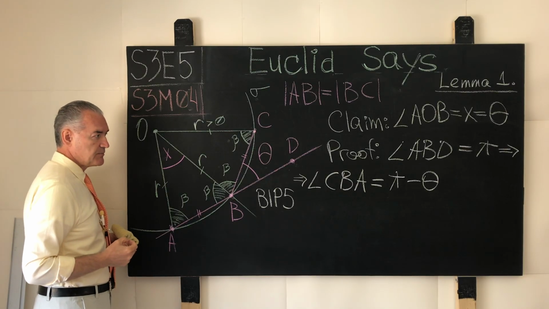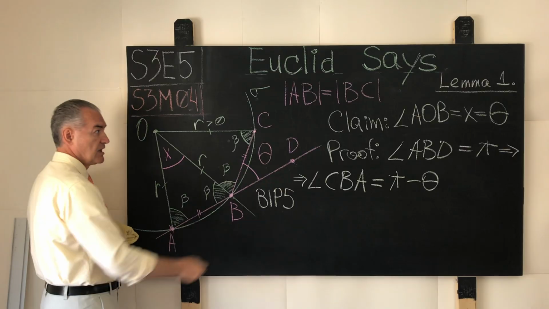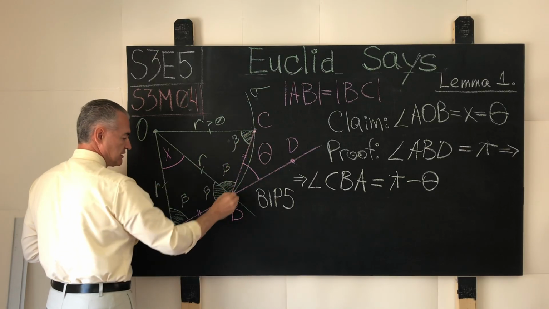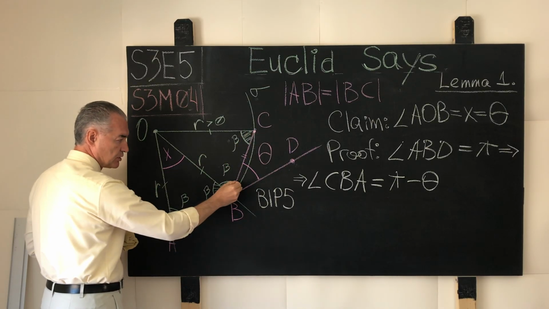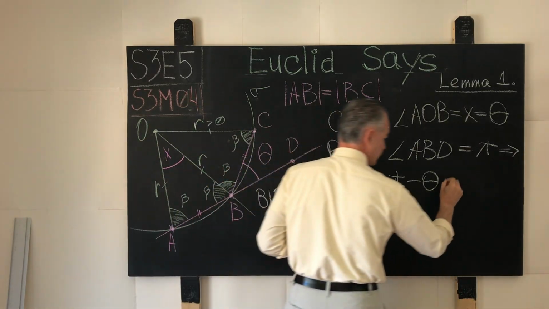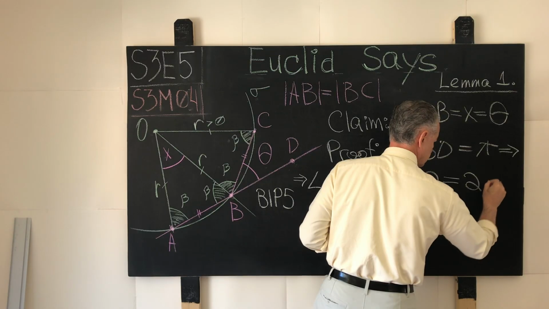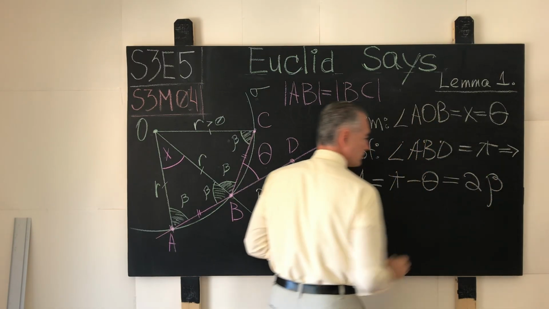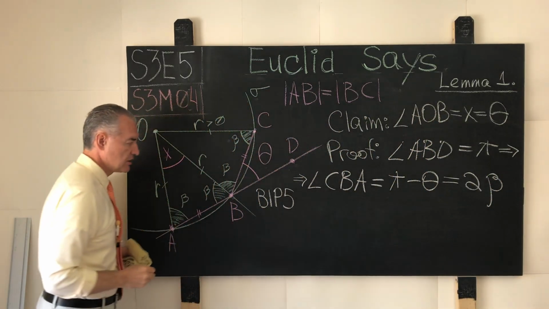And what does that mean? That means that on the other hand, the magnitude of the angle CBA can be represented as what? As two copies of the angle beta. Exactly, as two copies of the angle beta. That's on the one hand.